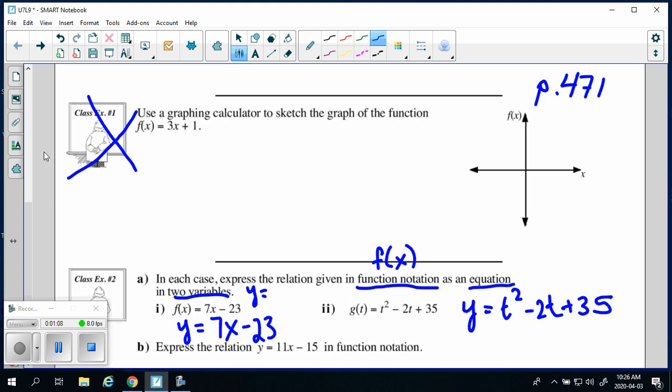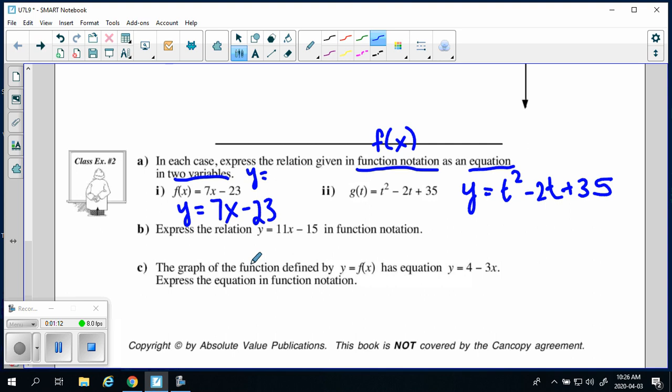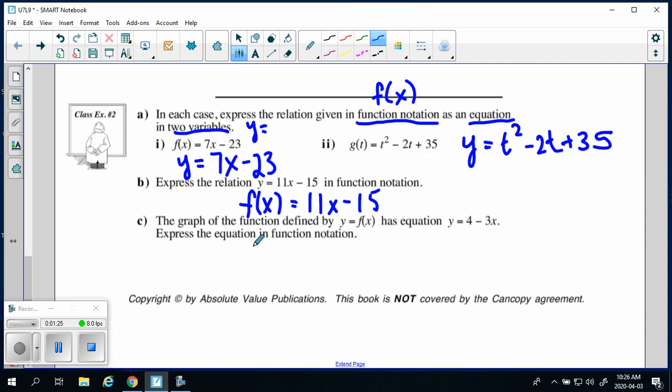I don't know. On the last question, express this relation in function notation. So just going backwards, replacing y with f of x. Just make sure that the variable that you use on the left, x, matches the variable that you're using on the right. And then part C, the graph of the function is defined by y equals f of x, which is saying that y and f of x are the same thing. So it has this equation, and they're asking us just to write it like this.